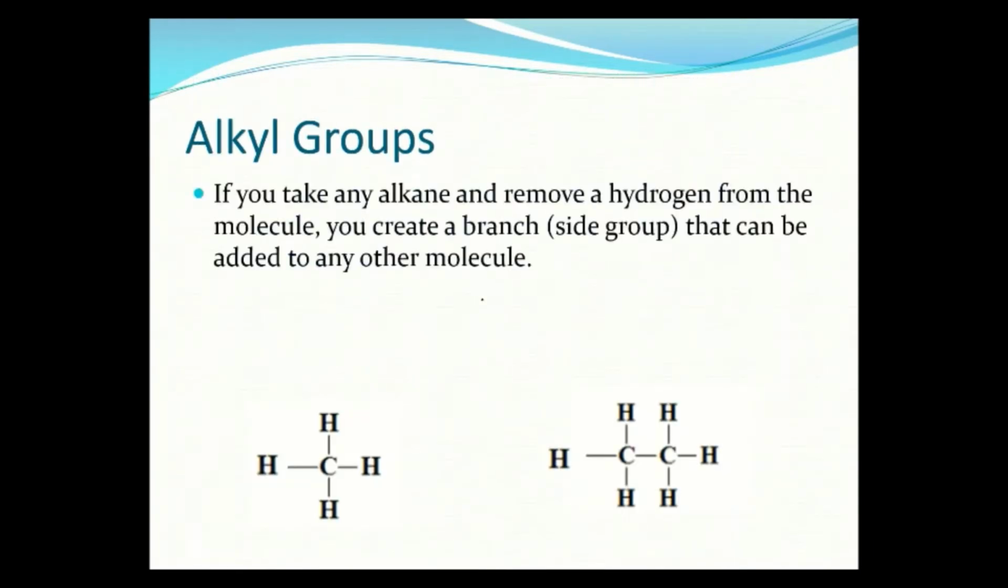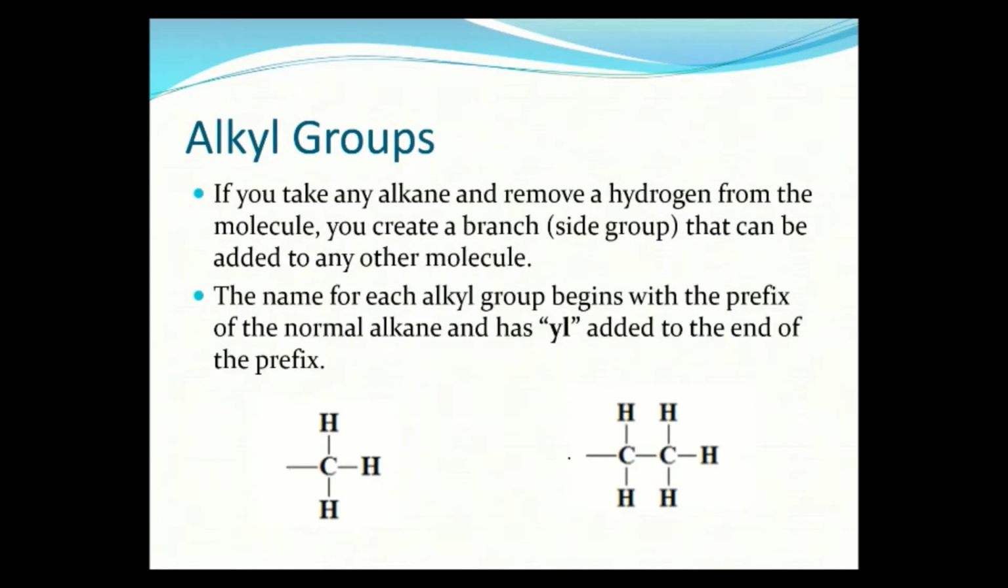Okay, so if you take an alkane and you remove the hydrogen from the molecule, you'll create a branch, which is a side group, right? So if you want to stick a branch on, you got to remove that hydrogen there, right? This is an alkane, and now this can work as a branch because you can stick this on somewhere, right? Same thing with this. You take off a hydrogen, it can work as a branch.